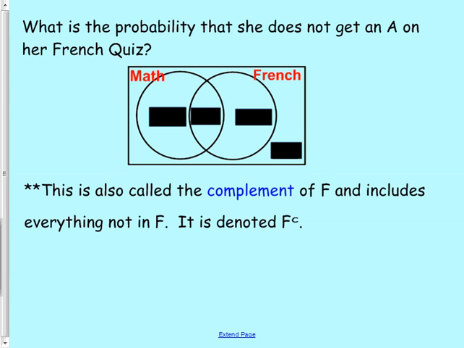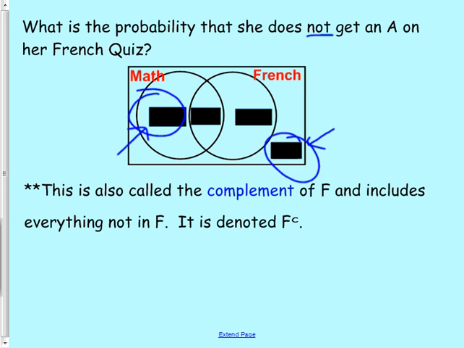This is going to be very similar, except we've got a complement thing. She does not get an A on her French quiz. Do you get how that technically means this, and therefore is the complement to French? So it's pretty much, complement means not that. So not French would be another way to say it. Not French means must be that one or that one. Okay?